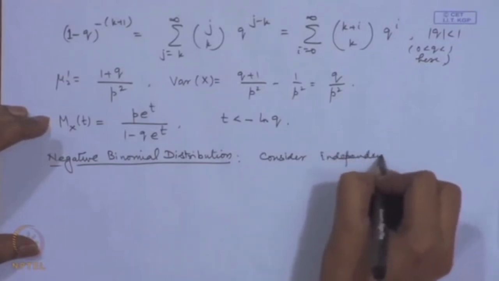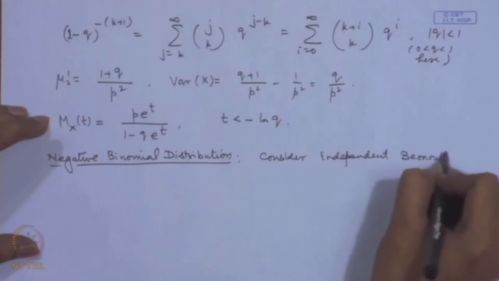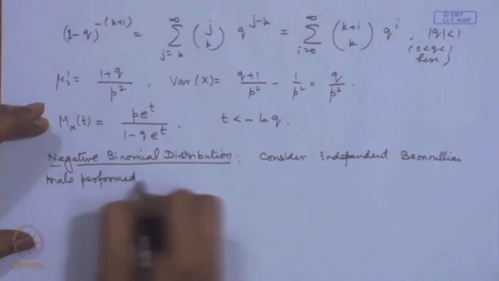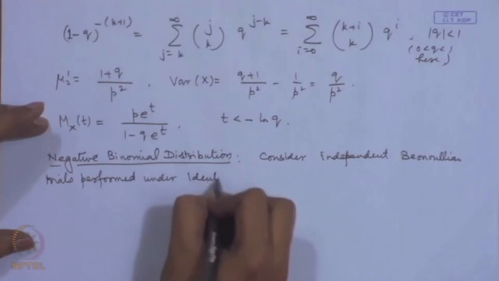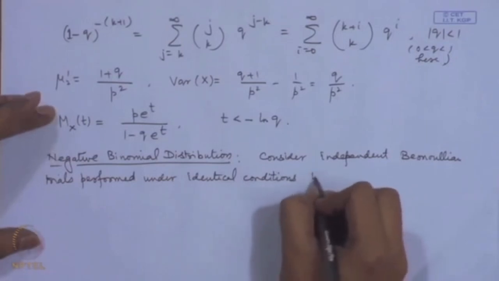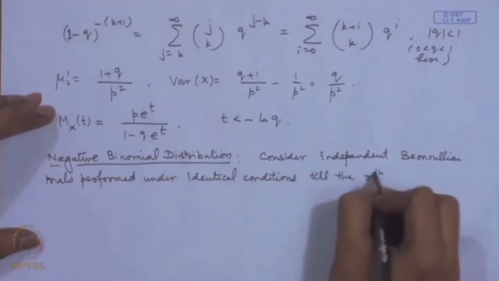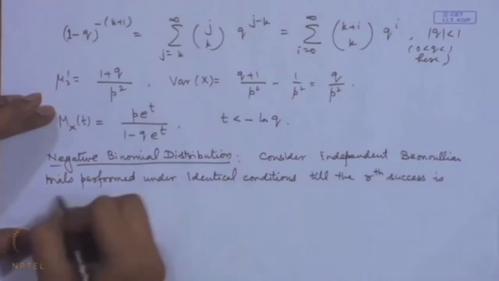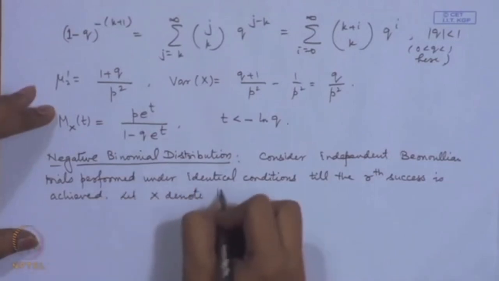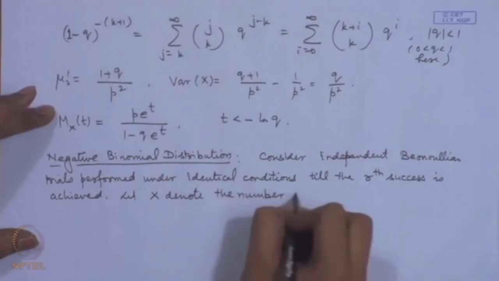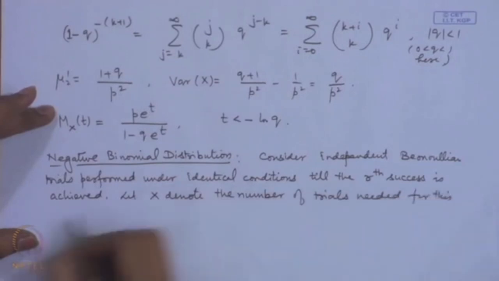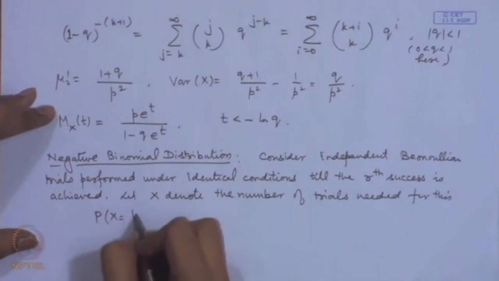Consider independent Bernoullian trials performed under identical conditions till the rth success is achieved. So, let x denote the number of trials needed for this. Then what is the probability that x is equal to say k?